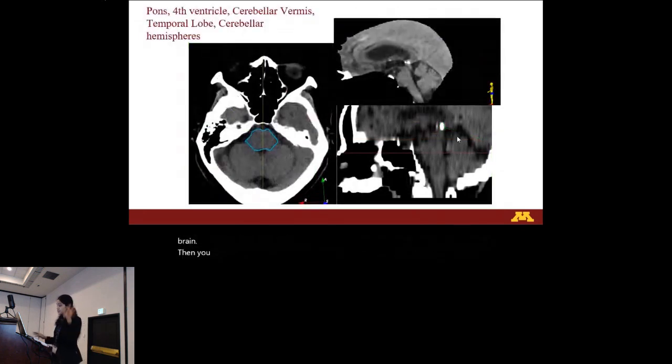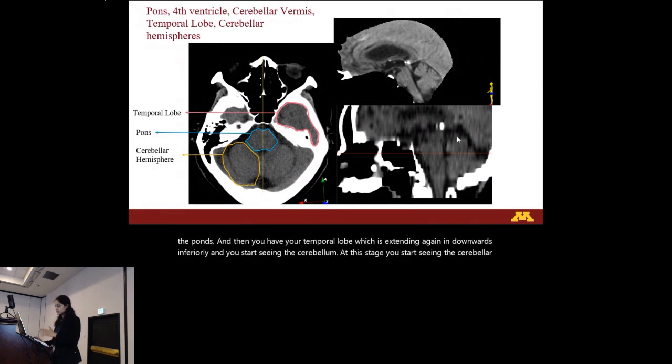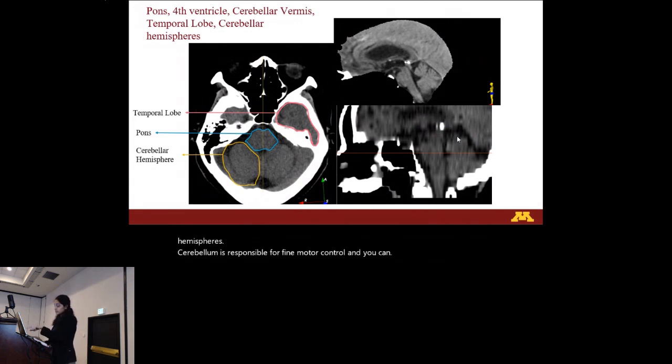Then you have a not so friendly Darth Vader peeking at you here, which is your pons that I've highlighted here. My arrow is not working for some reason. Sorry, the blue region is the pons. And then you have your temporal lobe, which is extending, again, downwards inferiorly. And you start seeing the cerebellum at this stage. You start seeing the cerebellar hemispheres. The cerebellum is responsible for fine motor control, and you can easily demarcate the cerebellar hemispheres here.